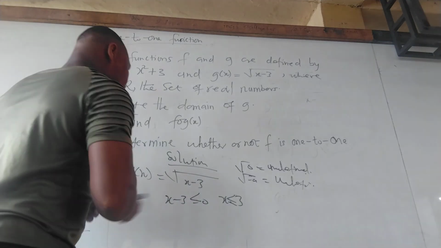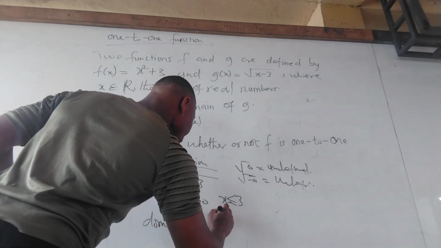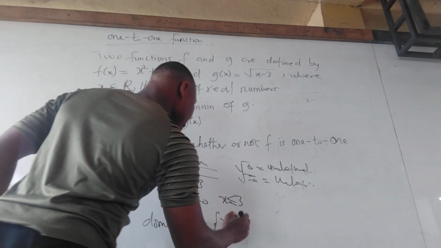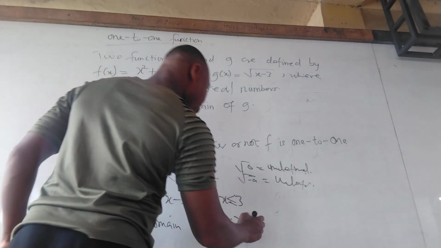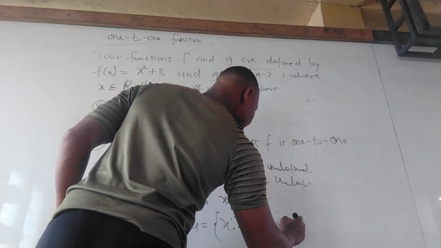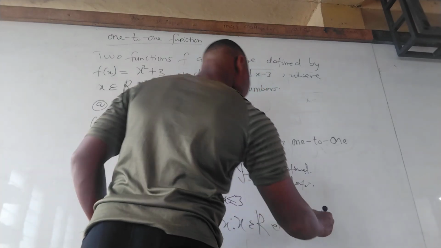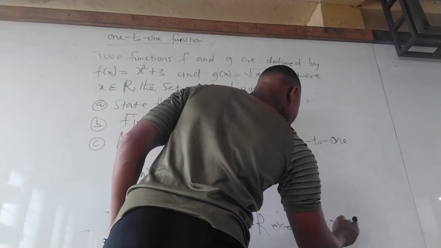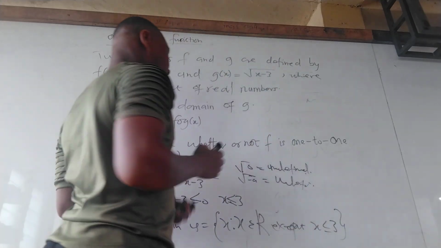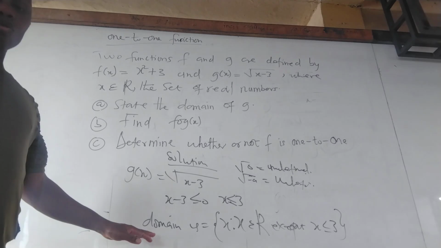So basically, my domain is going to be x is a member of the set of all real numbers except that x is less than or equal to 3. So that is going to be my domain.